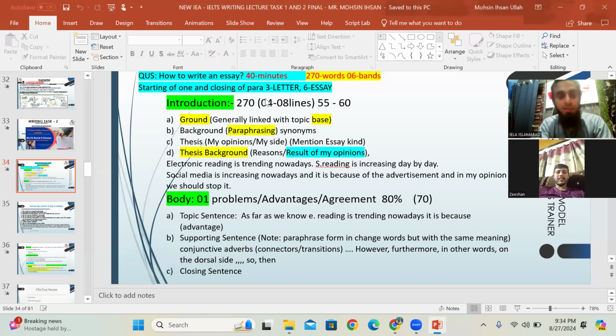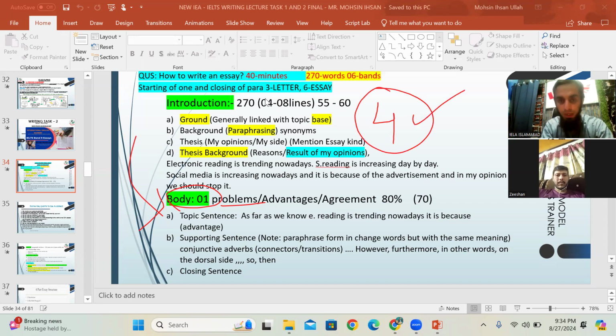Okay, now next moving to body one. Body one and two. Also, why is it called body? Because it is the inside story of the essay. Body means inside. Now, inside story, the main story, the major story. And as introduction was having 4 steps, right? Body one is having 3 steps, and body two is also having 3 steps.